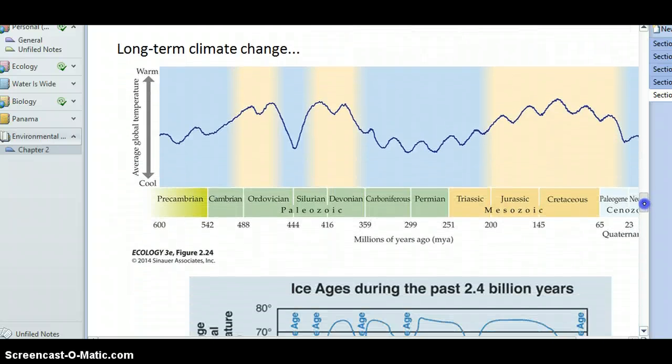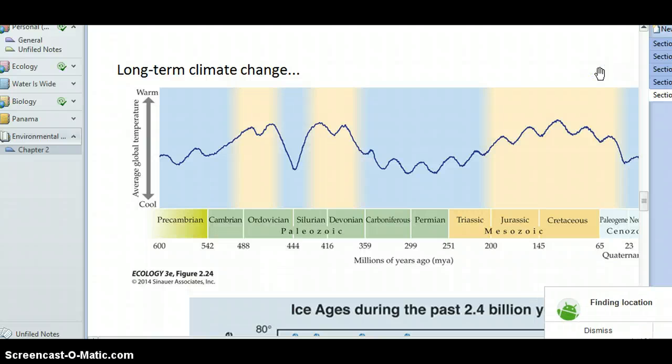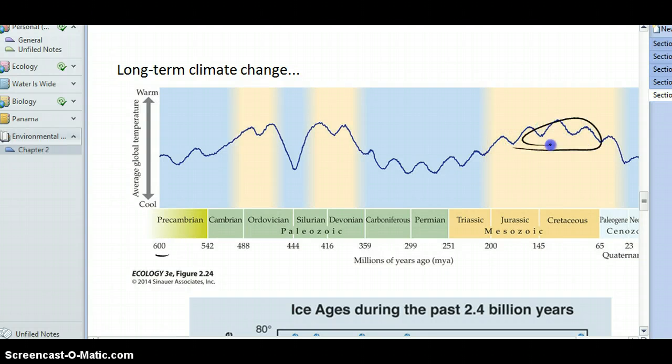All right, so when we look at climate over long periods of time, we see that it changes. Okay, and here we're looking at the average global temperature going back 600 million years, a long time ago. And so you can see it going up and down, but then we generally have these warmer periods and these cooler periods. But within those, of course, there's variation.